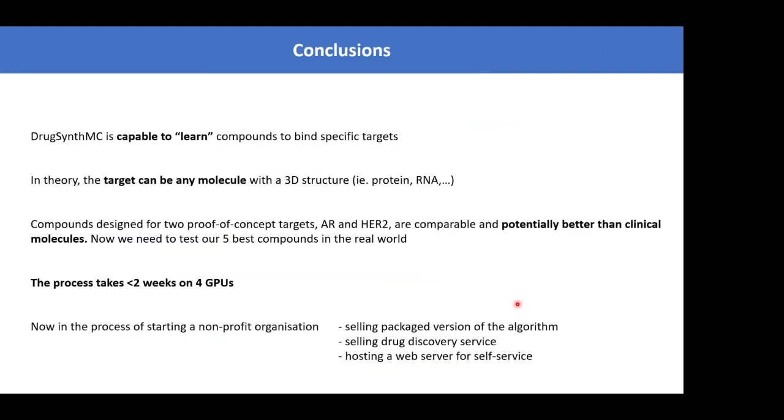So in conclusion, DrugSynthMC, I hope I could show you, is capable to learn compound to bind to specific targets. The target could be anything that has a three-dimensional molecule. So here I showed you protein, but you could very well imagine developing compounds that would interfere with mRNA, microRNA, anything you could determine a 3D structure for. So we use the AR and HER2 as a proof of concept, and it looks like compounds that are predicted here are potentially better even than the clinical available molecules.